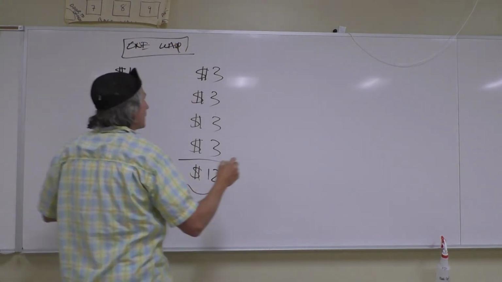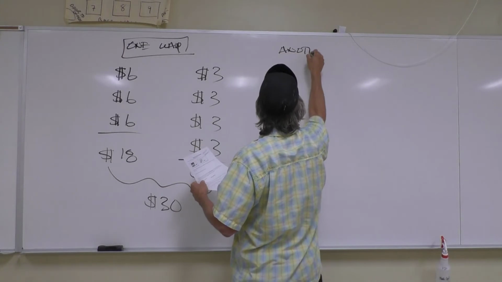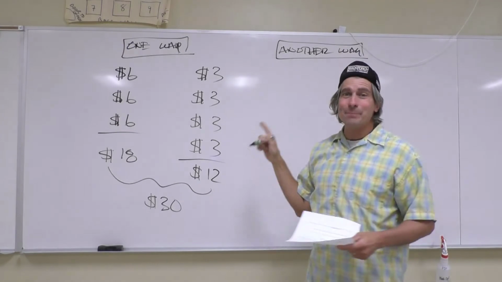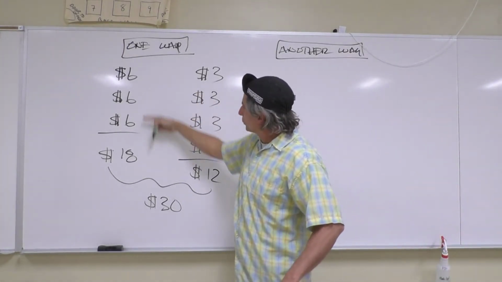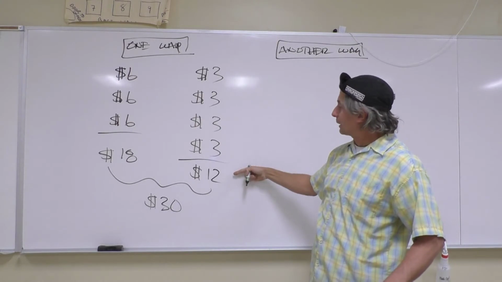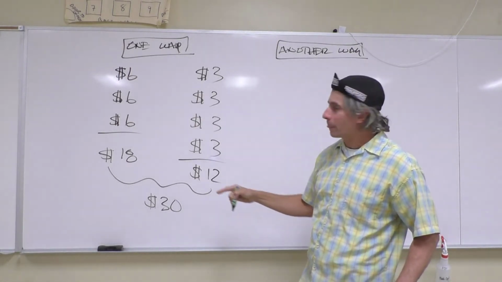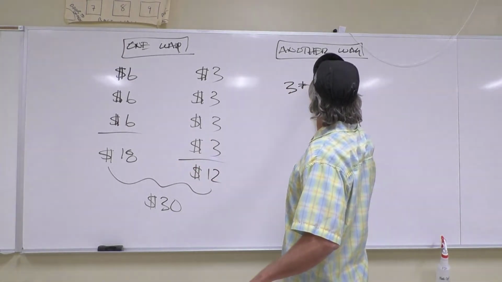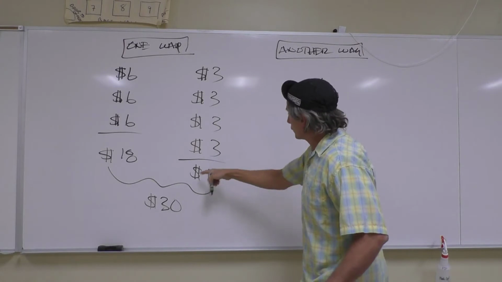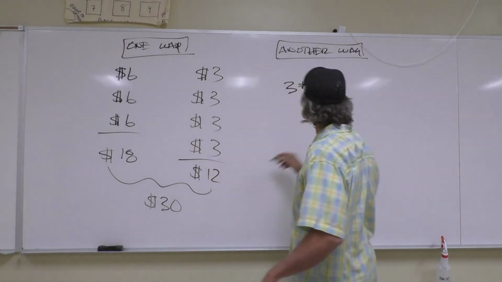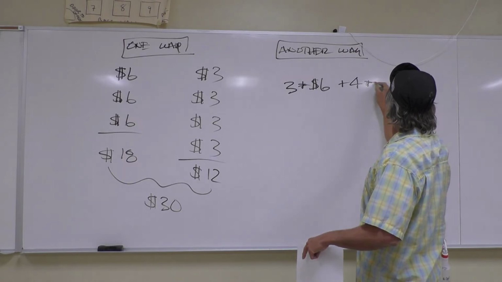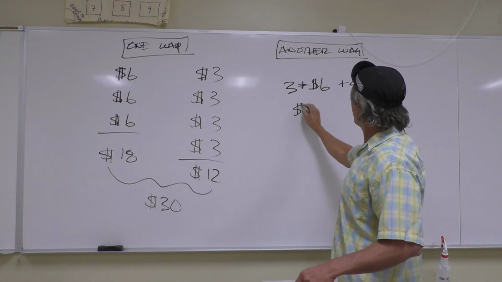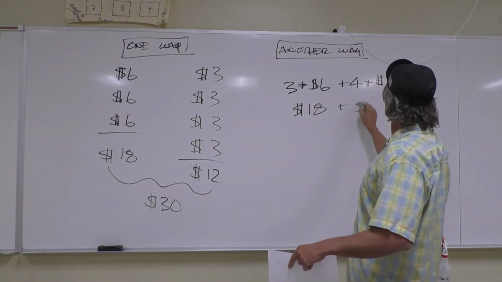Another way to do it is actually implied by what we did there. When we subtotaled here and subtotaled here, we actually did some multiplication if you think about it. We did $18 is 3 times $6. And then this is 4 times $3. 3 times $6 is the $18 total, and then 4 times 3 is the $12 total.